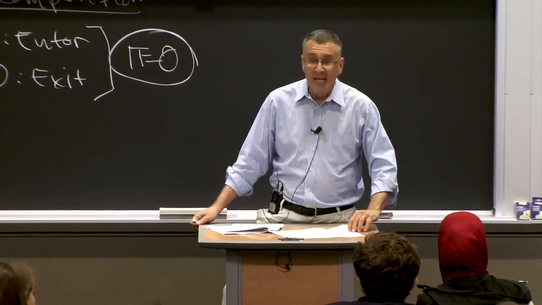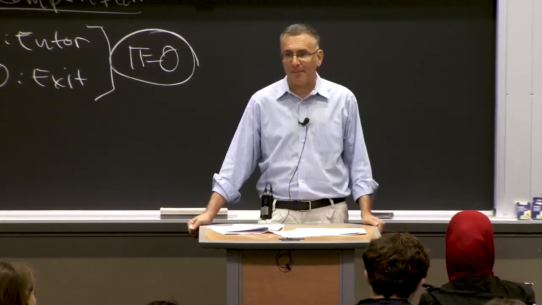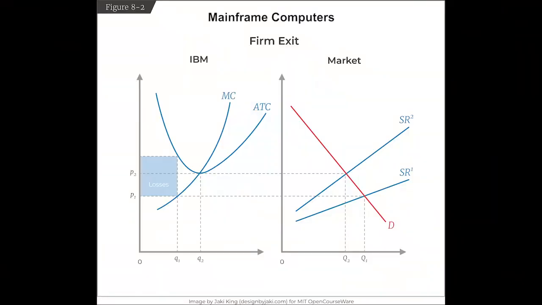Now let's think about poor old IBM. Flip the page. Despite Ken Olsen's claims, IBM dominated the big computer market. So they were initially on the right-hand side in equilibrium with supply curve SR1, which intersected demand. Now we're on the mainframe market. In Figure 8.1, we're in the PC market. Figure 8.2 is the mainframe market.